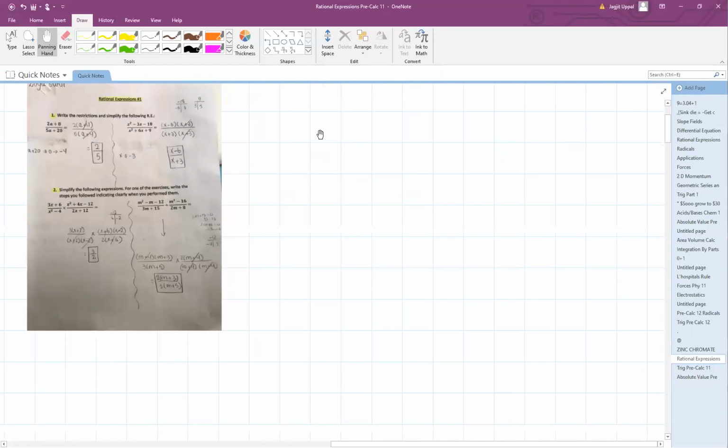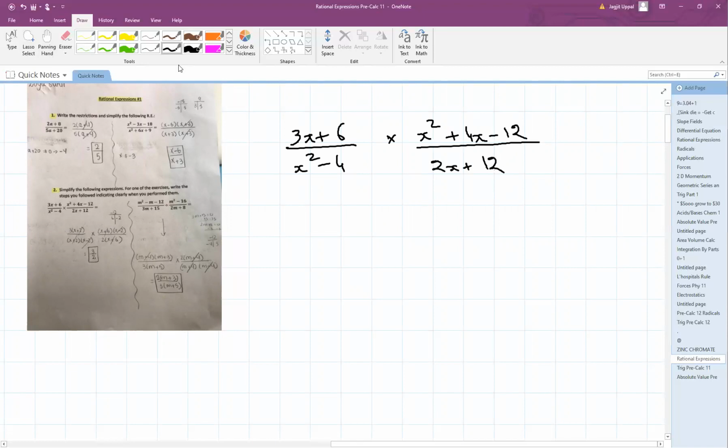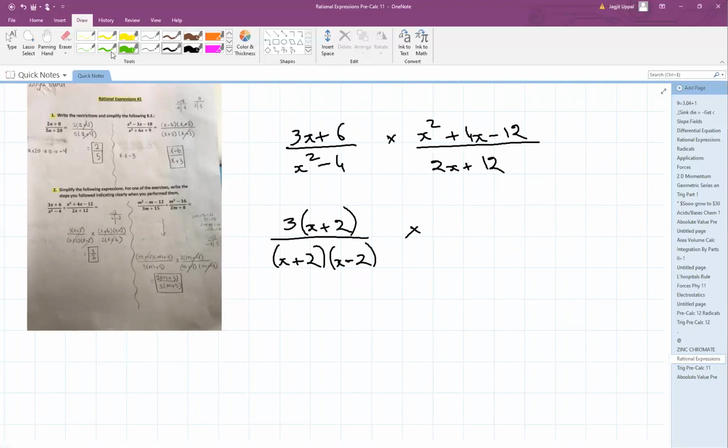Let's have a look at 2a now. In 2a, they gave you (3x plus 6) divided by (x squared minus 4), times (x squared plus 4x minus 12) divided by (2x plus 12). So now we're going to first factor everything. From here, you can factor the 3 out, and you get x plus 2. X squared minus 4 can be written as x squared minus 2 squared, which is (x plus 2) times (x minus 2).